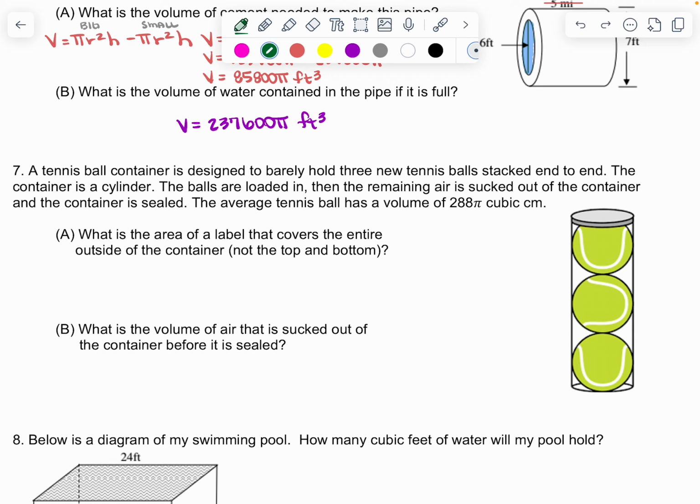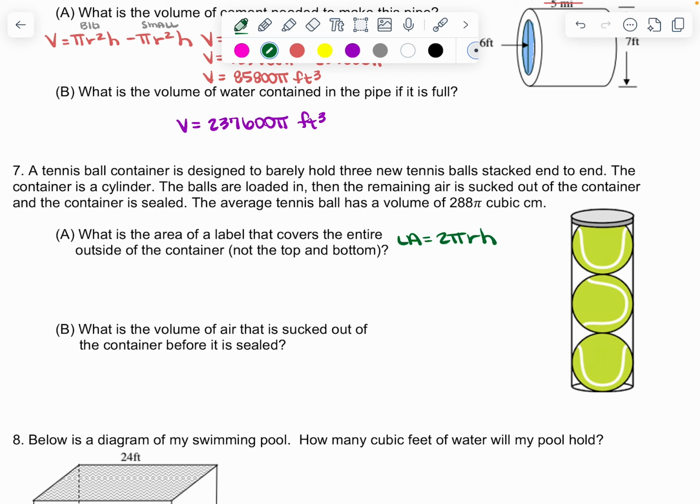All right, so then it says, what is the area of a label that covers the entire outside of the container? So clearly if we were to wrap this entire container, the wraparound part, in a label, then that would just be lateral surface area. So that's all we're doing here. It's just a lateral surface area problem of a cylinder, which is just 2 pi r h.